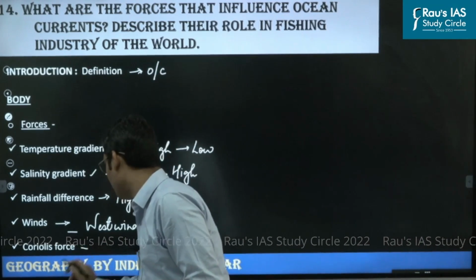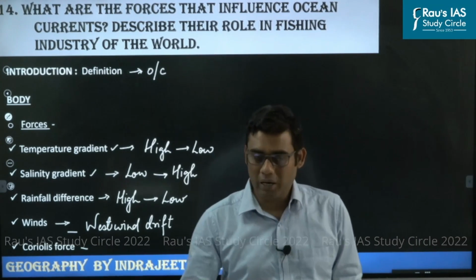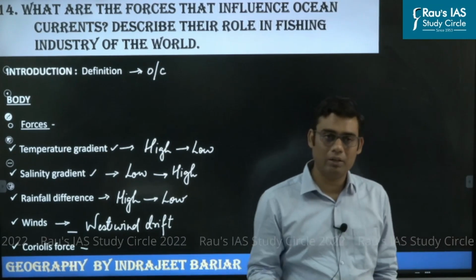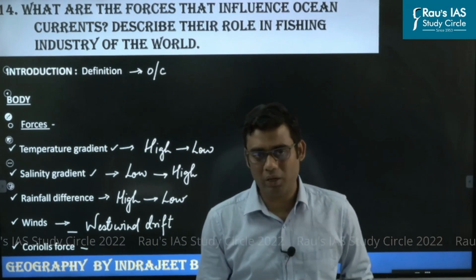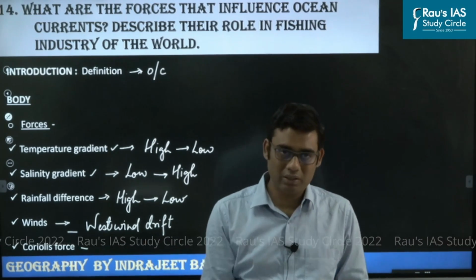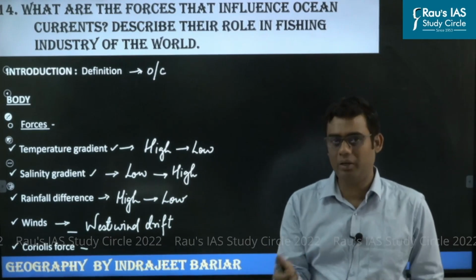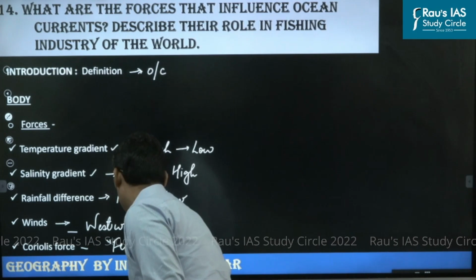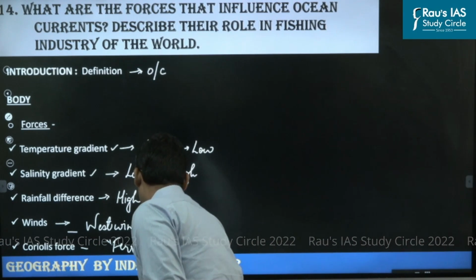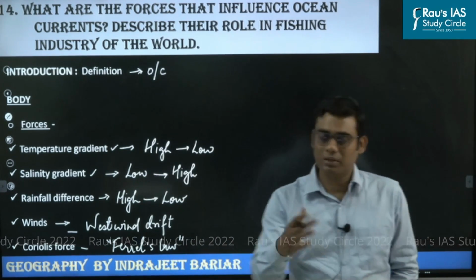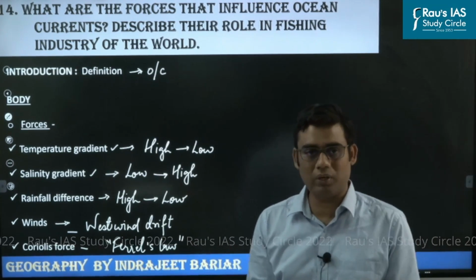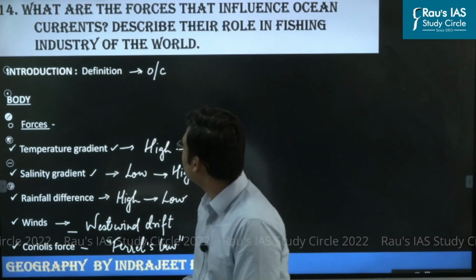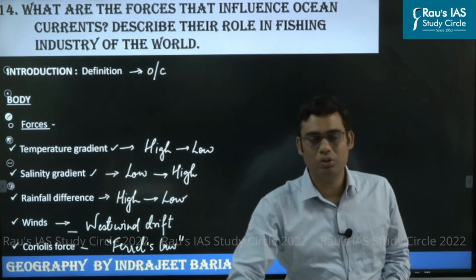And then comes Coriolis force, where Coriolis force impacts the direction of the movement of ocean currents by deflecting them towards right in the northern hemisphere and towards left in the southern hemisphere. And to introduce some technicality to this particular explanation, you can mention over here Ferrel's law, which tells us the direction of deflection, that is right in the northern hemisphere, left in the southern hemisphere. So that is the first part of the answer, forces which influence the ocean currents.